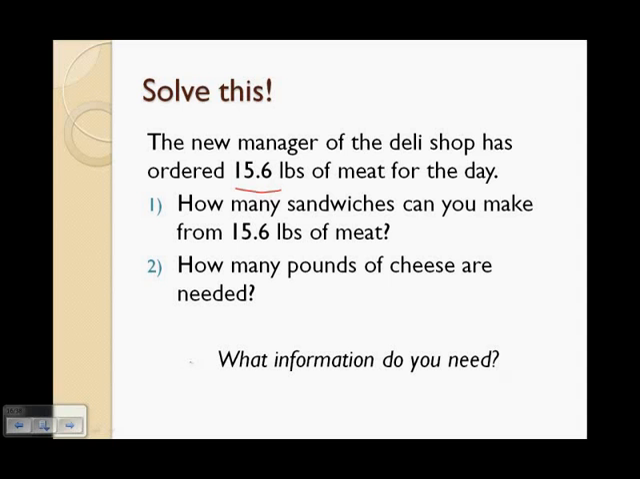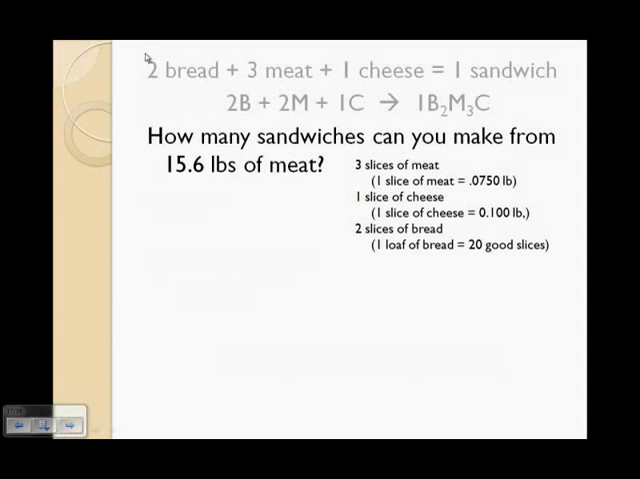So let's go back and take a look at what we knew about the sandwiches. 2 bread, 2 meat, 1 cheese makes the sandwich. We were given these amounts of what a slice of each were. So if we want to answer the question, how many sandwiches can you make, we're going to start with 15.6 pounds of meat. Okay, so that's my given. I have 15.6 pounds of meat.